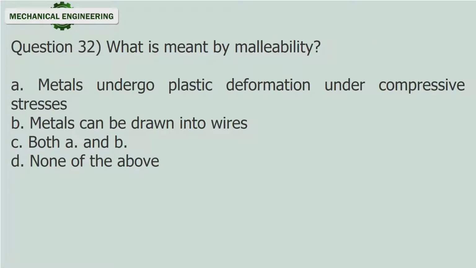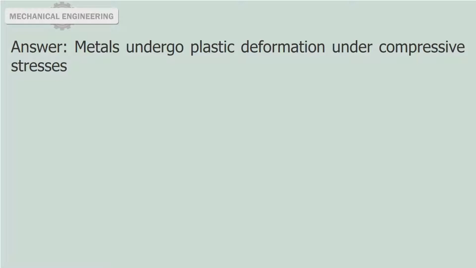Question 32. What is meant by malleability? A. Metals undergo plastic deformation under compressive stresses. B. Metals can be drawn into wires. C. Both A and B. D. None of the above. Answer: Metals undergo plastic deformation under compressive stresses.